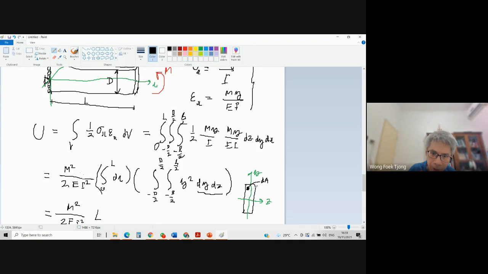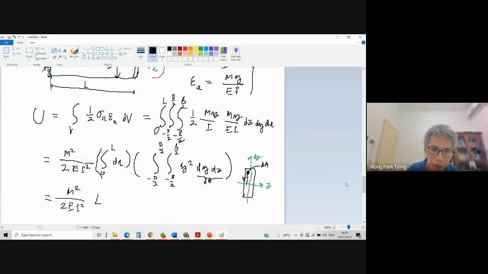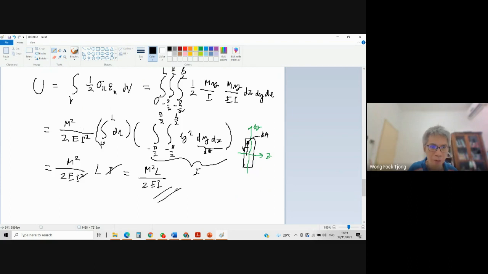dA. Okay. And then this is y square. So in other words, this is dA, and you know, the integral of y square dA over the area is what? That's the moment of inertia, right? This is the moment of inertia. Okay, so L, this is I. So we can cancel this to become M square L over 2 EI. Okay, that's the answer in terms of the moment of inertia.